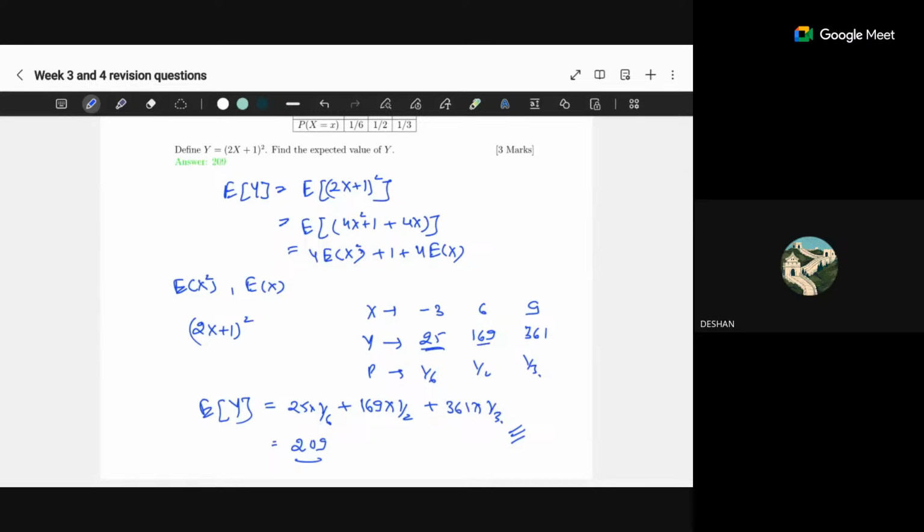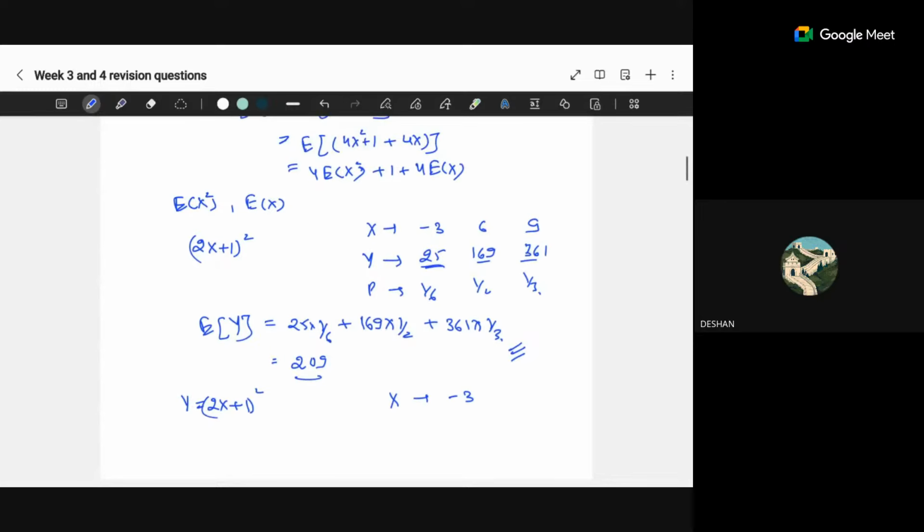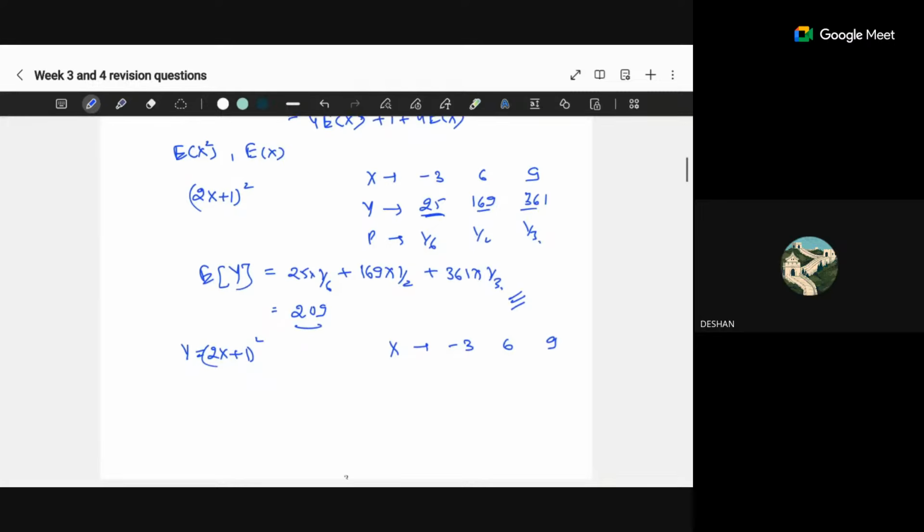So my y is basically what? 2x plus 1 whole square, correct? My x values are -3, then 6 and 9, correct? So what will my y be? First I put the x value as -3. So it is 2 into -3 plus 1 whole square. If you solve this, you will get 25. So for -3, y is 25. Then again, 2 into 6 plus 1. So you will be taking out all the values, checking for all the values of x. Okay? Yes, ma'am. Thank you.